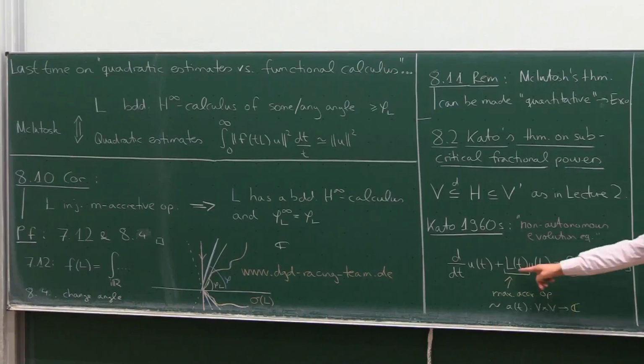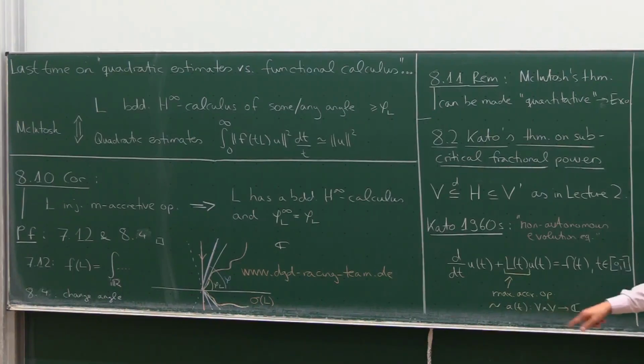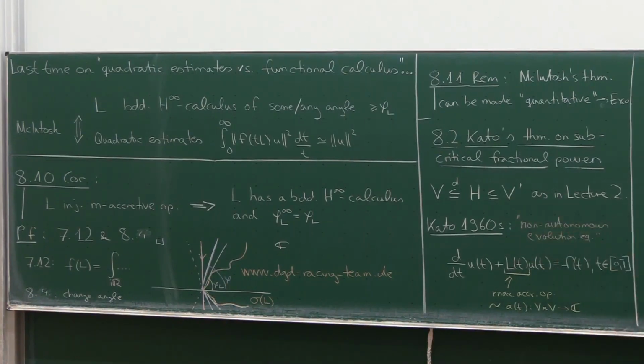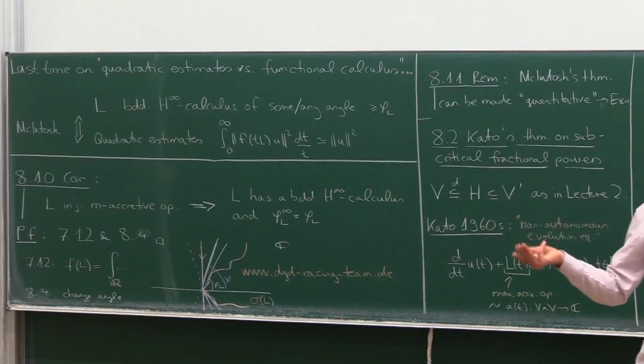Imagining, if you want to make sense of that, u of t should be in the domain of L of t. Now, the domain of L of t can change in the most dramatic way, even though all the sesquilinear forms are defined on the same Hilbert space V. Just think back to our elliptic operators. Then we had elliptic operators with the most horrible regularity theory, namely the intersection of the domain with H2 is trivial. And then other nice operators like the Laplacian, where the domain is exactly H2.